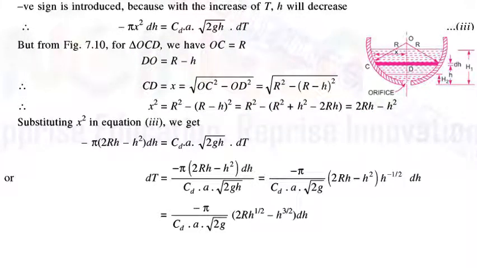Okay, so substituting for X square in equation 3, we get minus pi into (2Rh minus h square) into dh is equal to CD into A into square root of 2gh into dt. So again we have to bring dt to the left side because the quantity we have to find out is dt, that is the time for emptying the tank, and all the other terms on the right hand side. So this finally reduces to minus pi by CD into A into square root of 2g into (2R h raised to 1 by 2 minus h raised to 3 by 2) into dh.